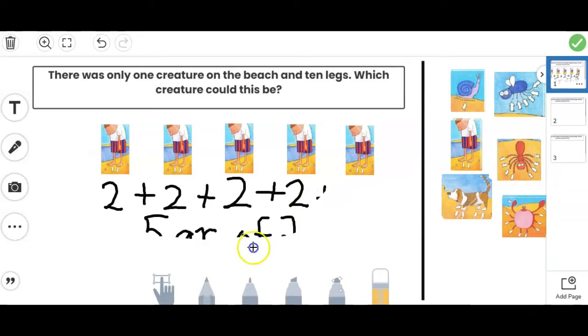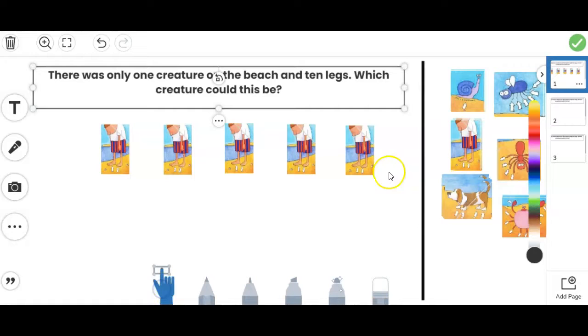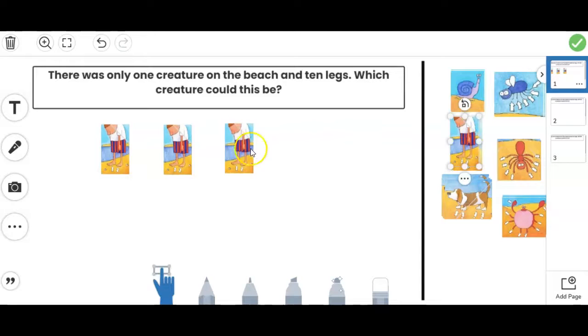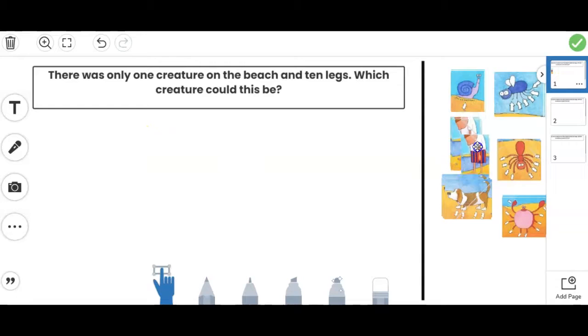Now I wonder if it could be any other creatures. I know over here I've got an insect. And I know that my insect has got 6 legs. So it can't be one, and I know that if I put 2 insects and have 2 groups, then that's going to be 12. So it definitely can't be an insect. And the same with the spider. That's got 8 legs already. So 1 would be 8 and 2 would be 16. So I can't get to 10 with my spider, but my snail might work.